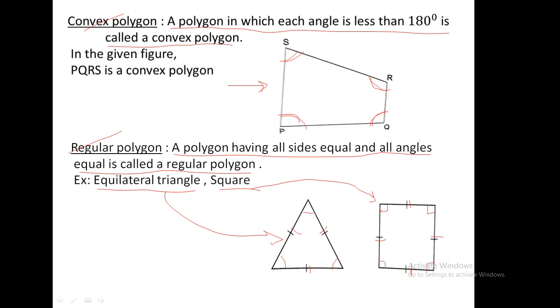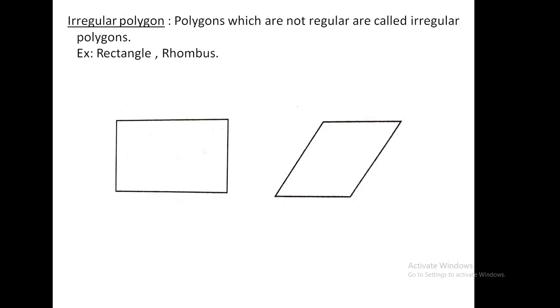So we have to move to the next one, that is irregular polygon. Polygons which are not regular are called irregular polygons. For example, rectangle, this is rectangle and the second one is rhombus. So in rectangle, we know that opposite sides of rectangle are equal. So this is irregular polygon. In rhombus, the angles are different. This angle is different and this is also different. So this is also an example of irregular polygon.